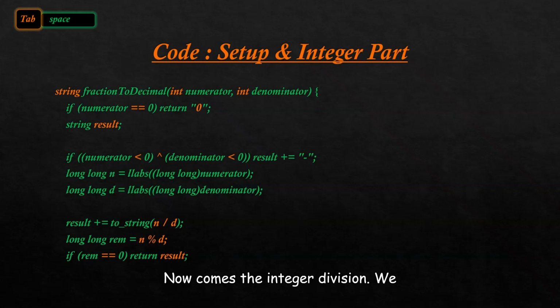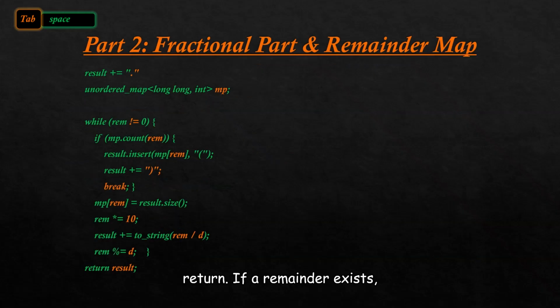Now comes the integer division. We compute the integer part and append it to our result string. If there is no remainder left, we can stop here and return. If a remainder exists, we know we must process the fractional part. We append a decimal point. Now the key is to track remainders. We use an unordered map, storing each remainder along with the index of the result string where its corresponding quotient was placed.